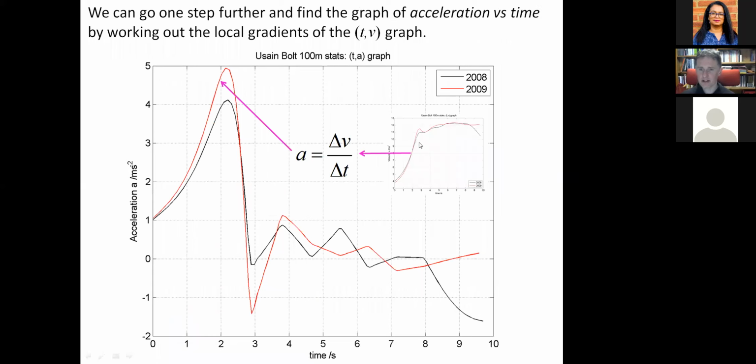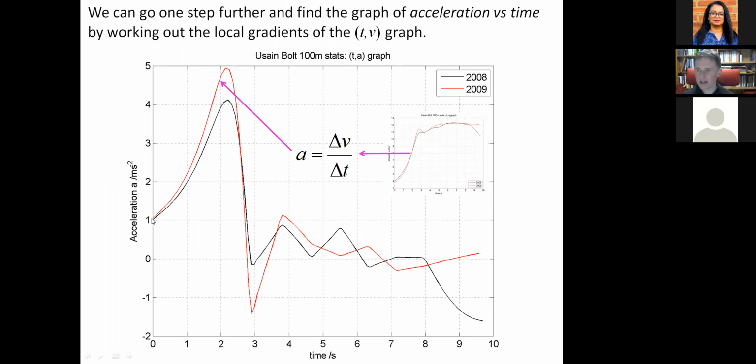So if we take the gradient of our velocity time graph, we get the acceleration versus time graph. So our second derivative, if you like, the gradient of displacement versus time. Now you can really start to see the numerical noise in this. And I'm going to use that phrase quite a lot, because the ups and downs here aren't really physical. We've only got a small number of data points. So the fact that this is above and below the axis is not really relevant.